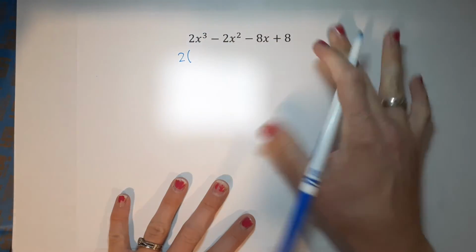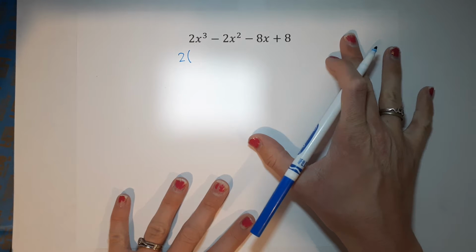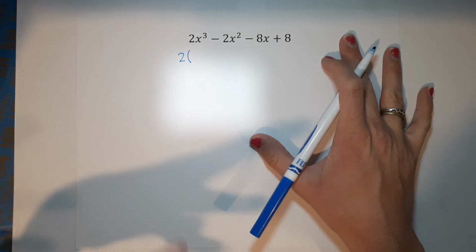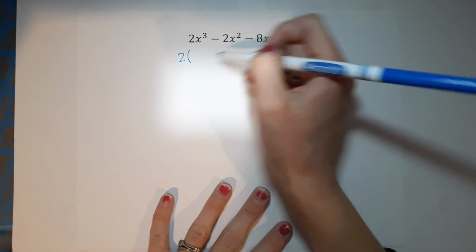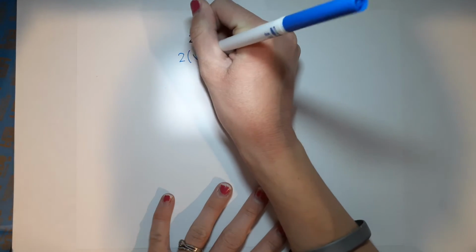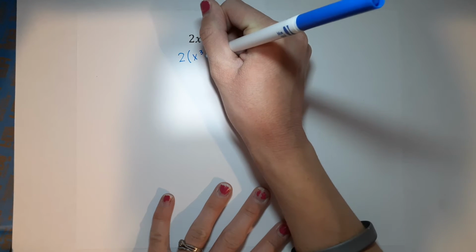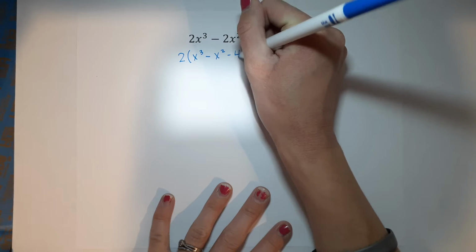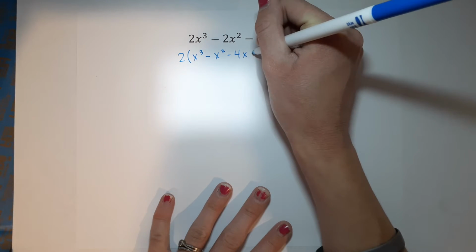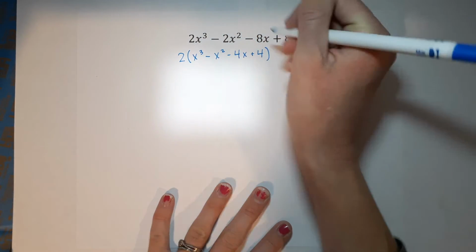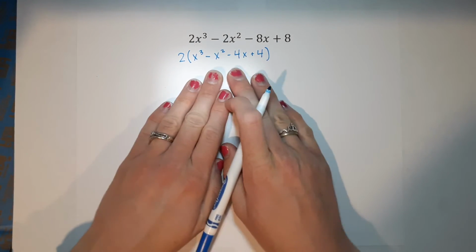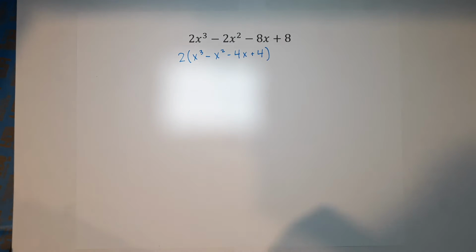Now, if for some reason you forget to do this at the beginning, as long as you could pull it out later. It is just easier to do it at the beginning if you remember to notice it. So if I pull that 2 out, I'm going to be left with x to the 3rd minus x squared minus 4x plus 4. Okay, so here we go so far. Now, how do I factor this is my question. We are factoring by grouping here.